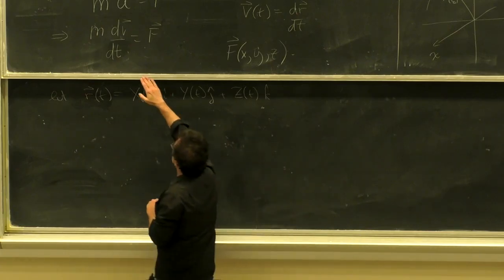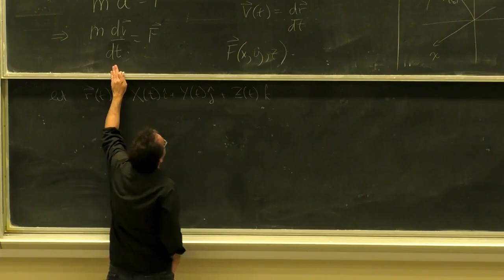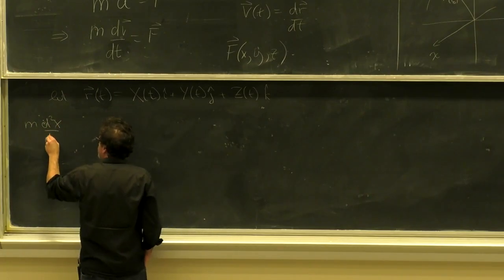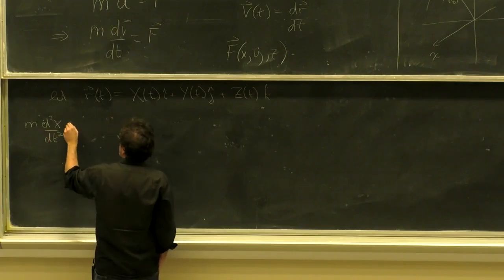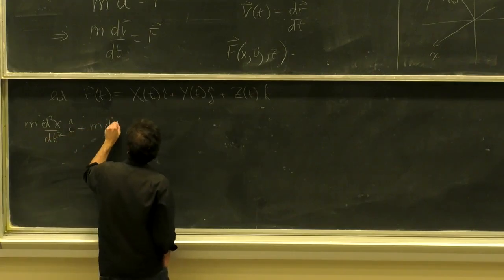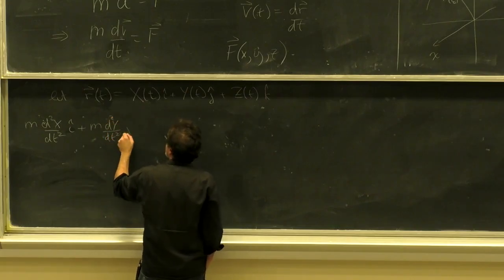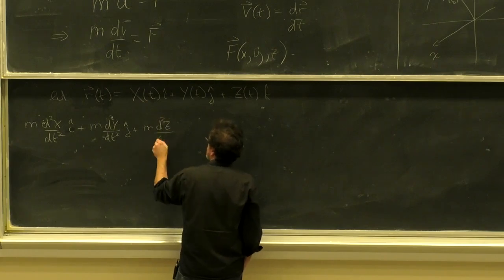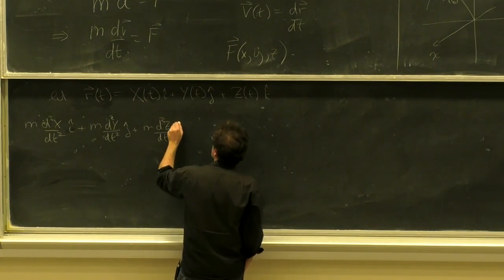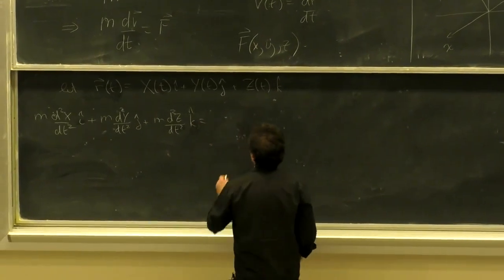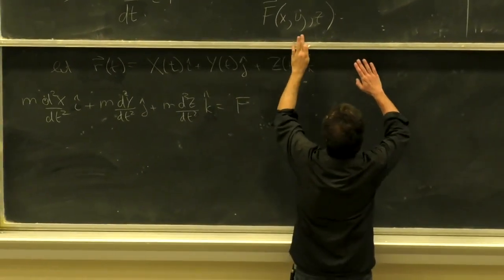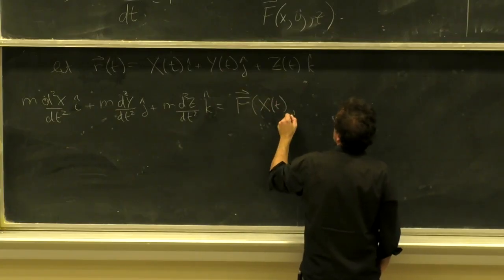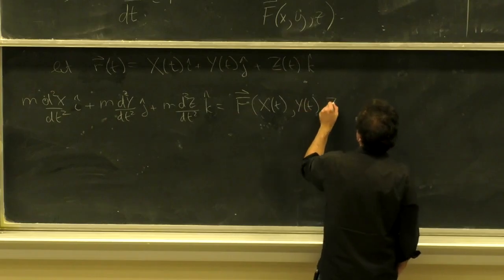And so this statement over here says m times the second derivative of capital X with respect to time, i hat, plus m times the second derivative of capital Y with respect to time, j hat, plus m times the second derivative of capital Z with respect to time, k hat, equals the force vector field F, not as a function of little x, little y, and little z, but evaluated on this trajectory, X of t, Y of t, Z of t.